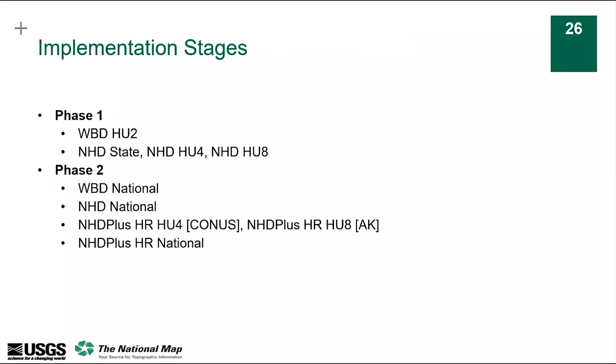In the first phase of implementation, we will re-baseline the entire system and update the folder structure. We will generate all NHD downloadable hydrography products into the new folder directory and generate the new GeoPackage products in addition to our typical product offerings of geodatabase and shapefile. During the first phase of implementation, we will update the WBD HU2, NHD HU4, NHD HU8, and NHD state products to include the new GeoPackage format. We hope to have this phase complete by the end of January 2022.